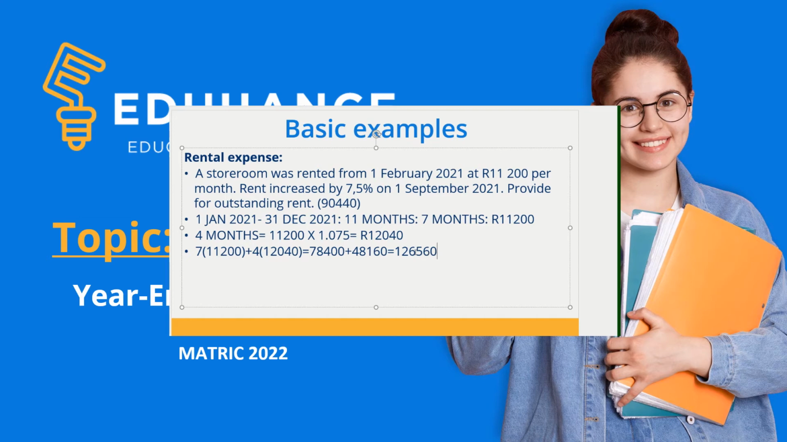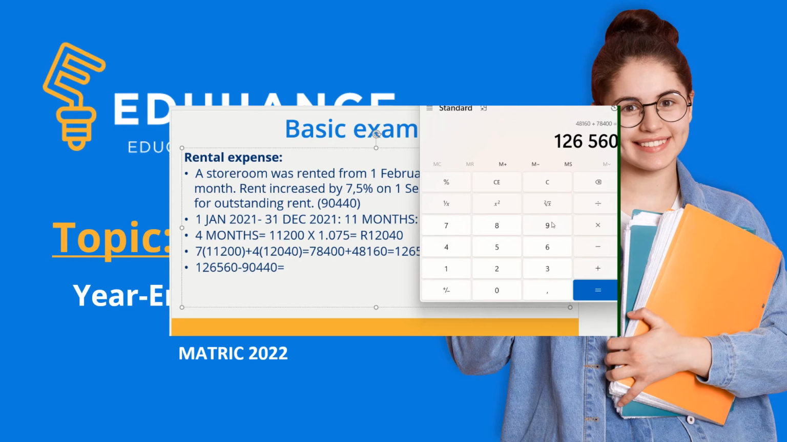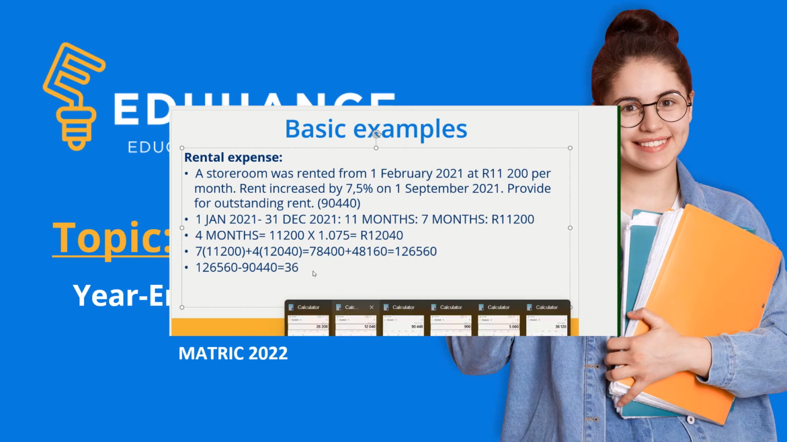But can you see that our expense that was recognized was 90,440 from the list of balances? So there's an outstanding amount of, we're going to subtract how much was recognized of 90,440, of 36,120.